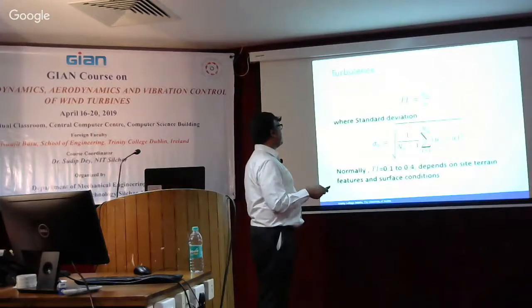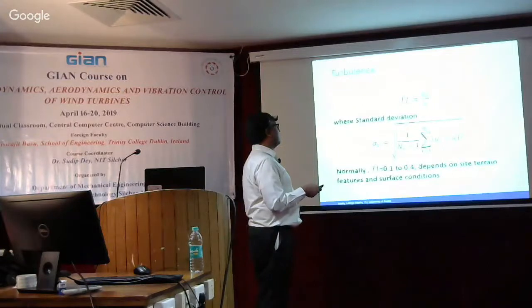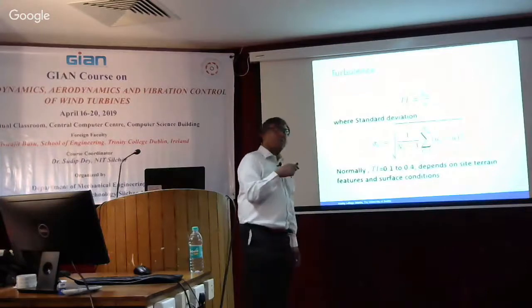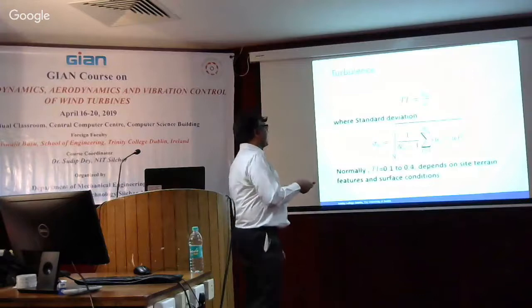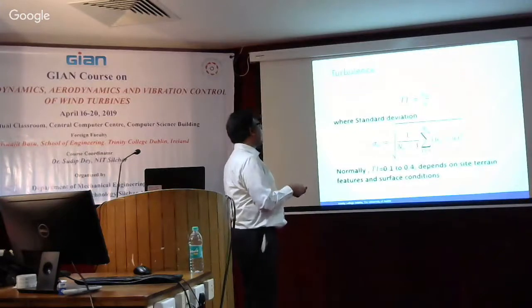So the standard deviation can be computed like this. You take the sample value and take the difference from the mean value. Again, this is capital U. And the mean value has been computed based on the 10-minute average of the data. So you get the variance, and that gives you the turbulence intensity.